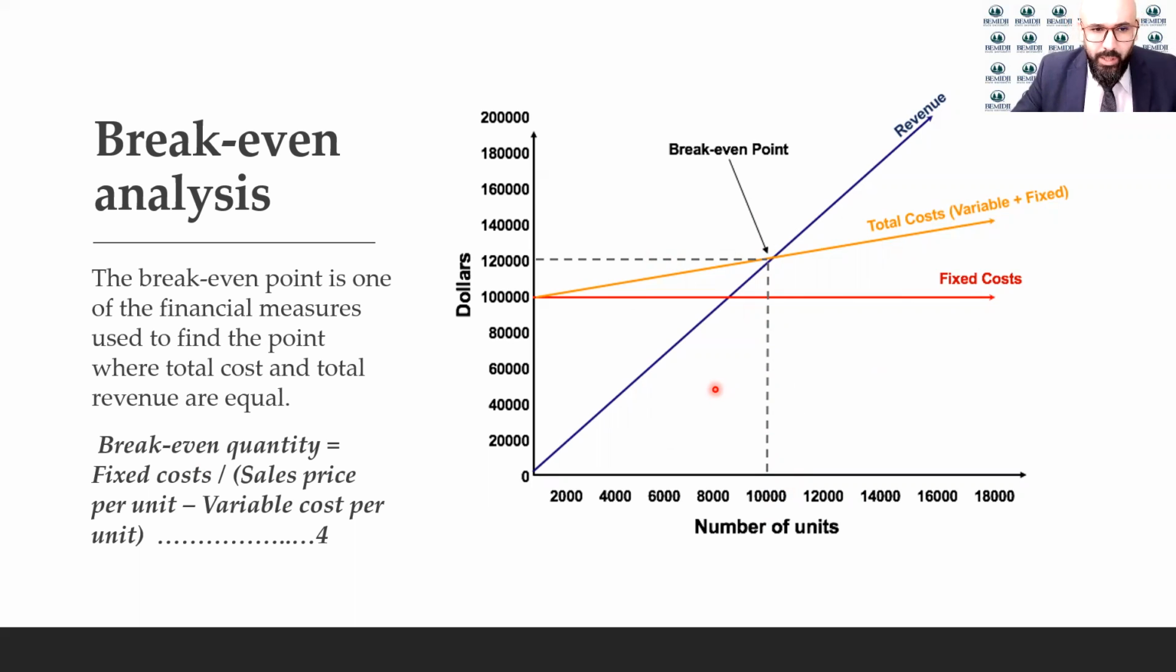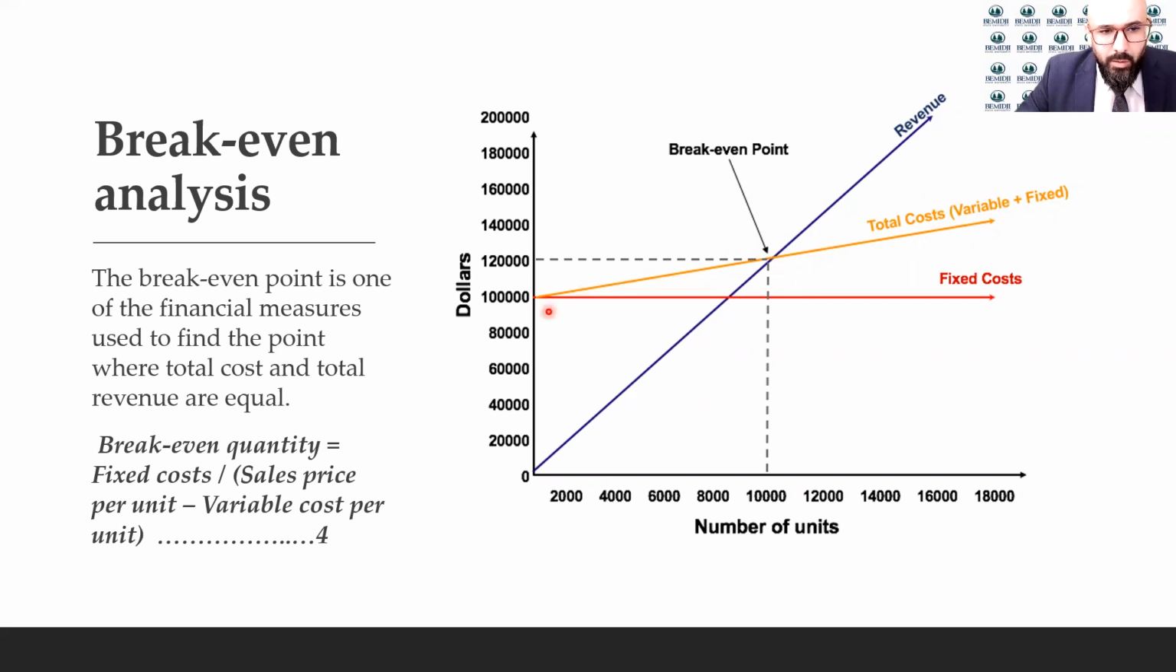So the break-even point is one of the financial measures used to find the point where the total cost equals the total revenue. So we have the total cost right here, and that's the revenue in a blue line. So the break-even point is that point right there where the total cost equals the total revenue.